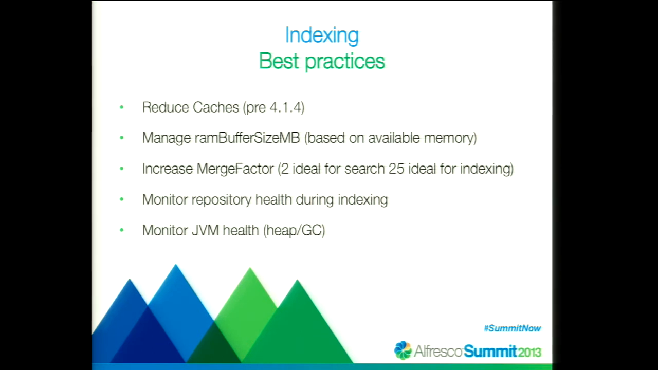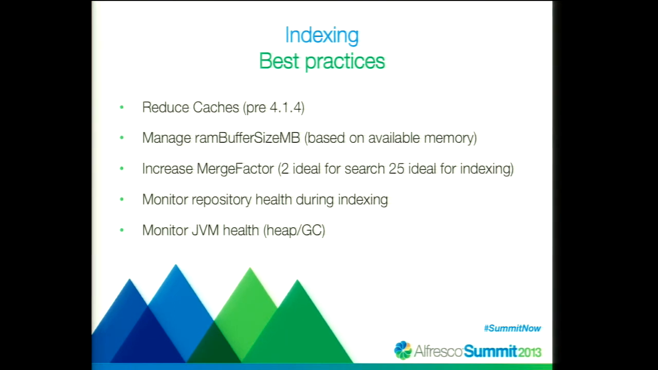Manage your RAM buffer size in the SOLR config.xml file. This is by default set to 32, but in general 64 or 128 can improve performances, and it depends on the RAM available. You should not increase it too much, otherwise we'll run out of memory again. You need to tune the merge factor, actually. Merge factor 2 is the ideal value for search, but 25 is ideal for indexing. You should find the right value in between in order to scale and improve both operations.